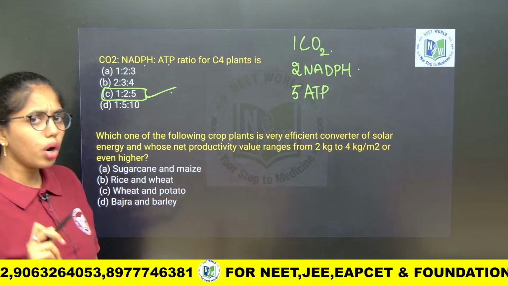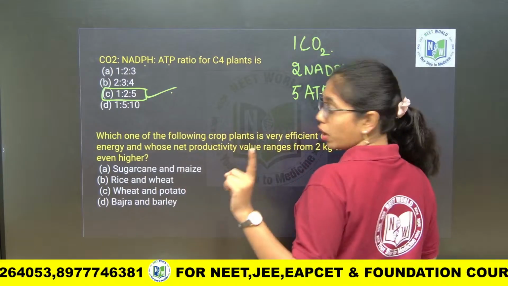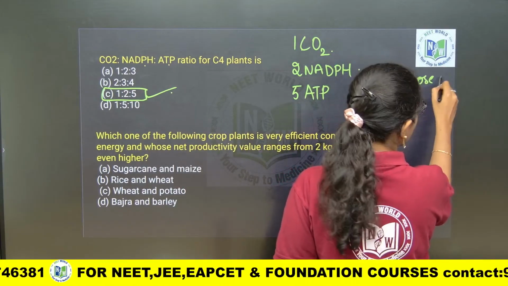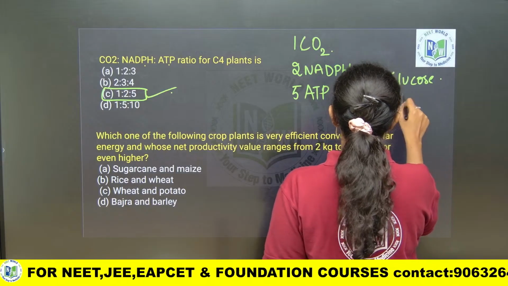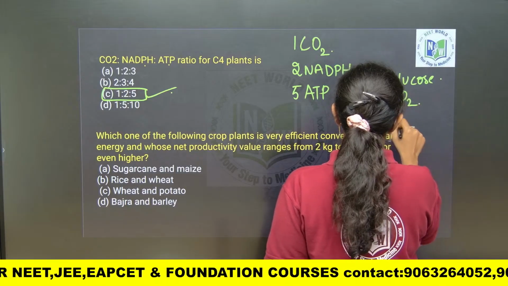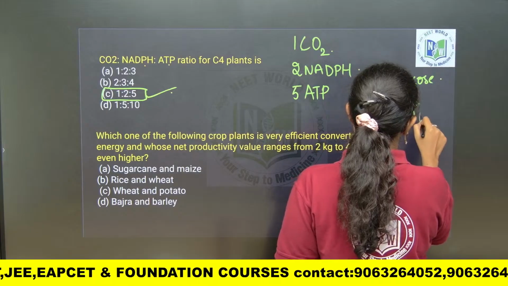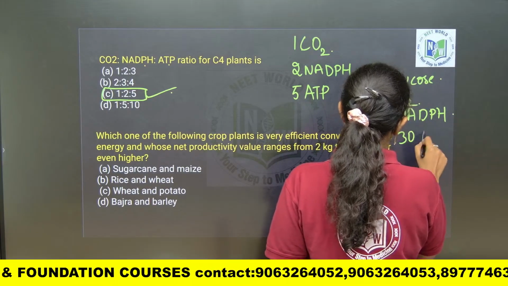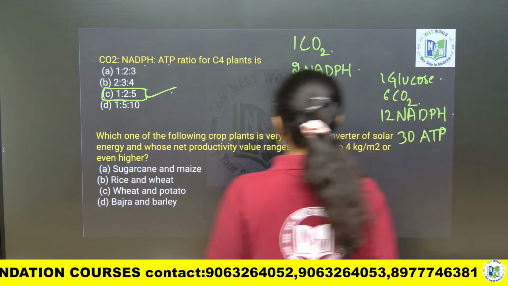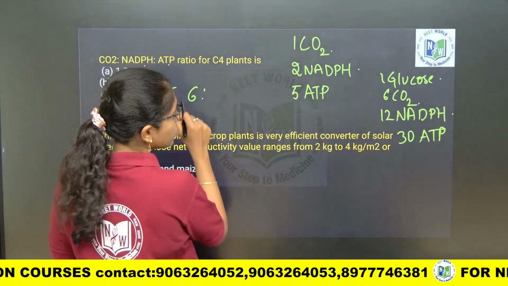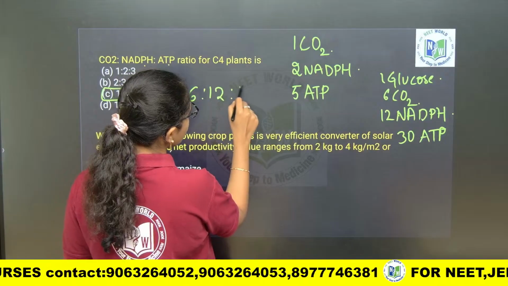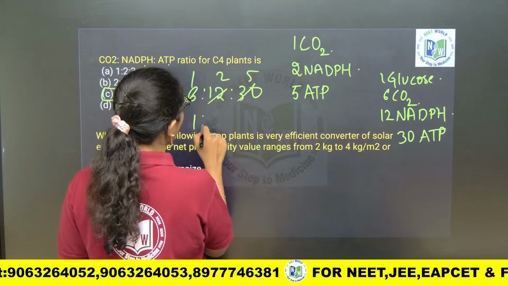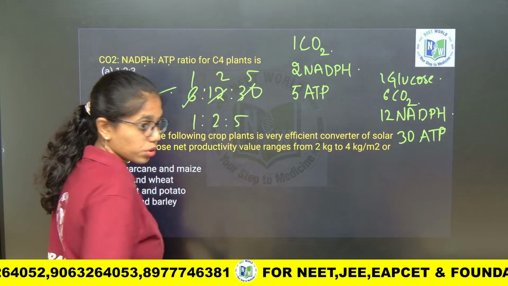If you want to go for 1 glucose molecule also, for 1 glucose molecule, it is 6 carbon dioxide, 12 NADPH and 30 ATP. If you take the ratio of 6:12:30, then it will be again 1:2:5 ratio only.